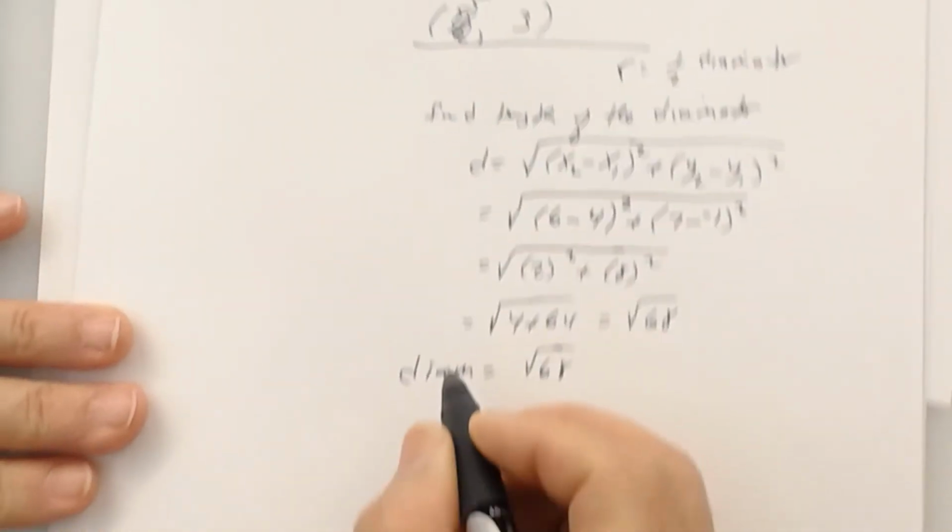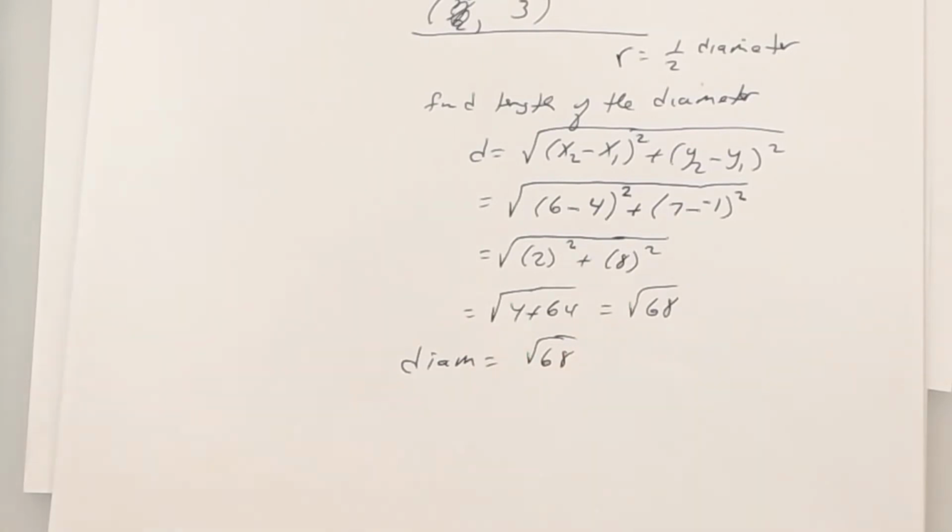So the diameter is the square root of 68. When I write it like this, I mean the length of the diameter. Now don't simplify this like we did in the other ones. Leave it alone for right now. Don't waste your time simplifying this. Okay? Don't waste your time. Leave it like that.